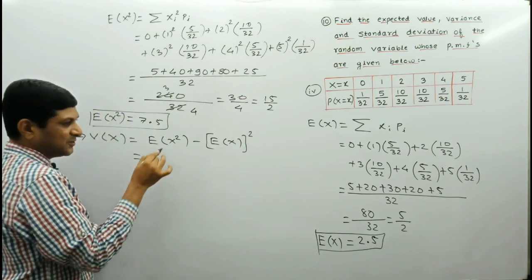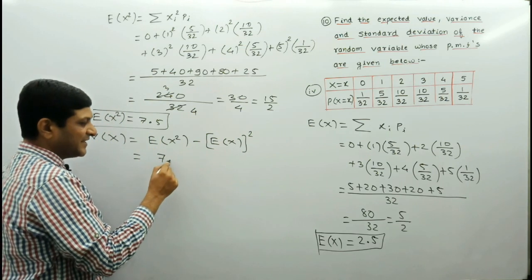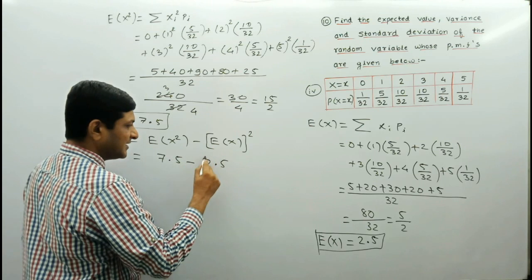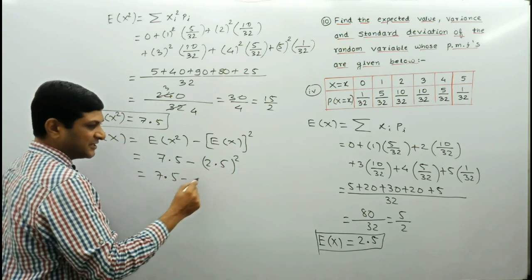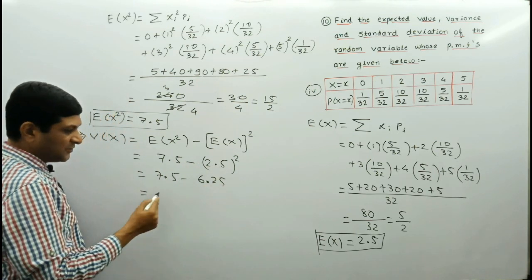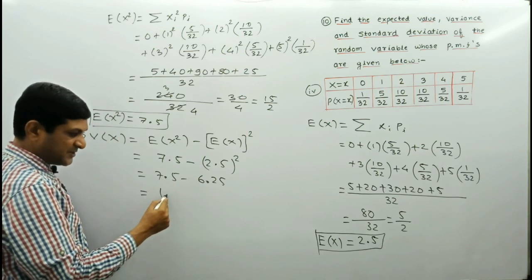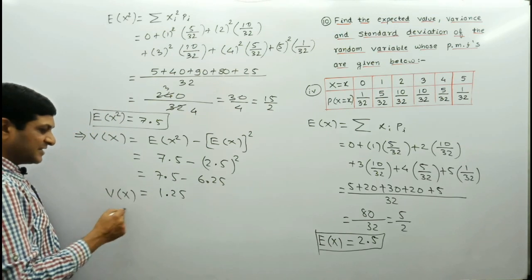So which is equal to E of x square. What is the value of E of x square? 7.5 minus E of x will be 2.5. Keep square as it is. So let us simplify it. 7.5 minus what is the square of 2.5? 6.25. So which is equal to 7.5 minus 6.25. Easily we can observe that its value is 1.25. So in this way we have got the variance also.